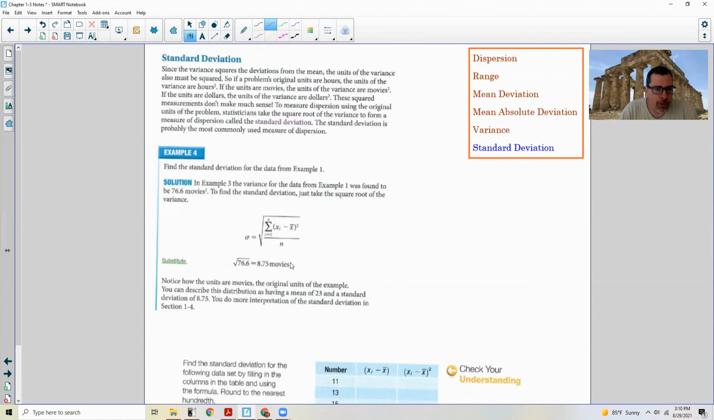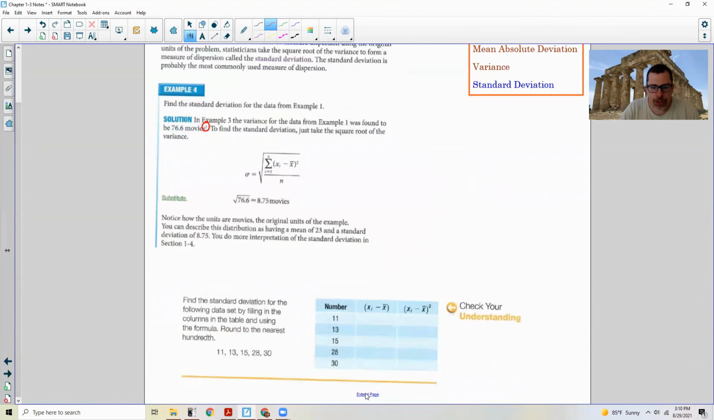And notice now the movies are not squared. Okay, because if you take the square root of movie squared, you get movies. Notice how the units are movies, the original units of the example. You can describe this distribution as having a mean of 23 and a standard deviation of 8.75. You do more interpretation of the standard deviation in section 1.4, so I'm not going to say any more about it here.